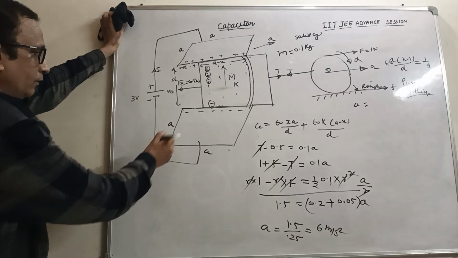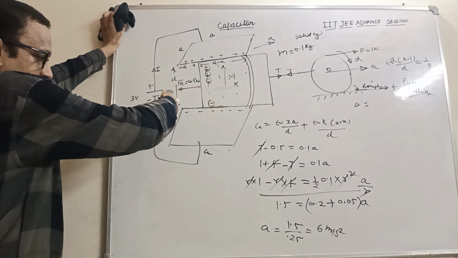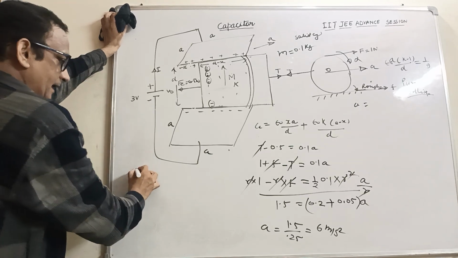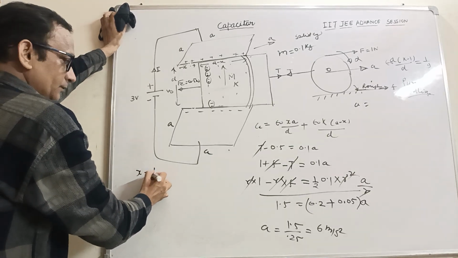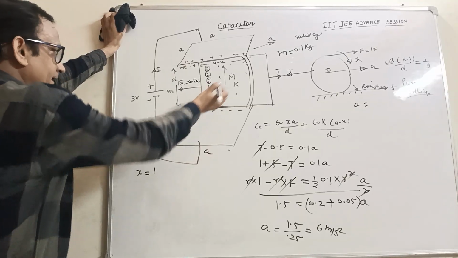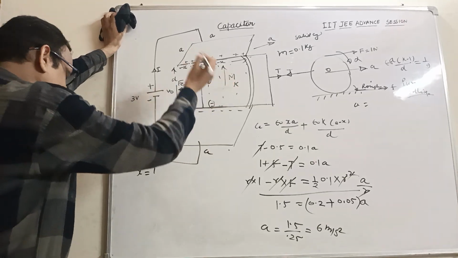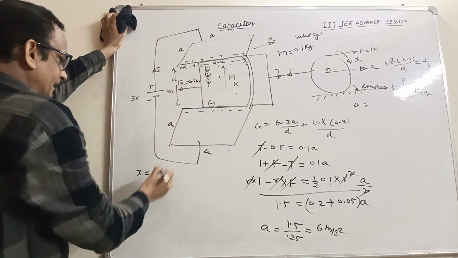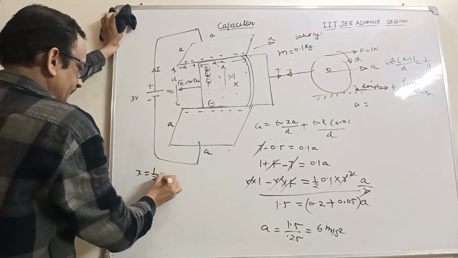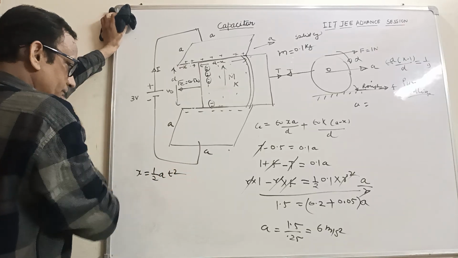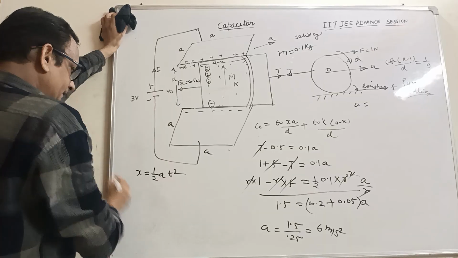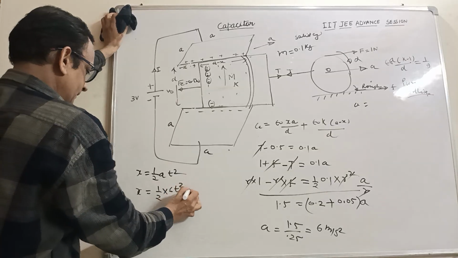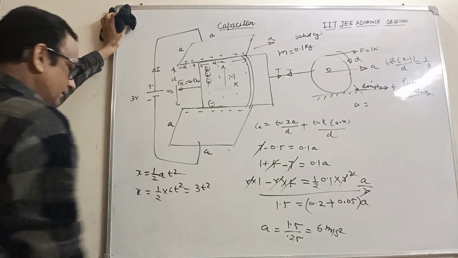So we know the acceleration is here A. So we find the distance traveled, x is equal to, initially the slab is at rest, the dielectric material is at rest. So this becomes half A t square. So x would be 1 by 2 into 6 into t square. So this will be 3t square.